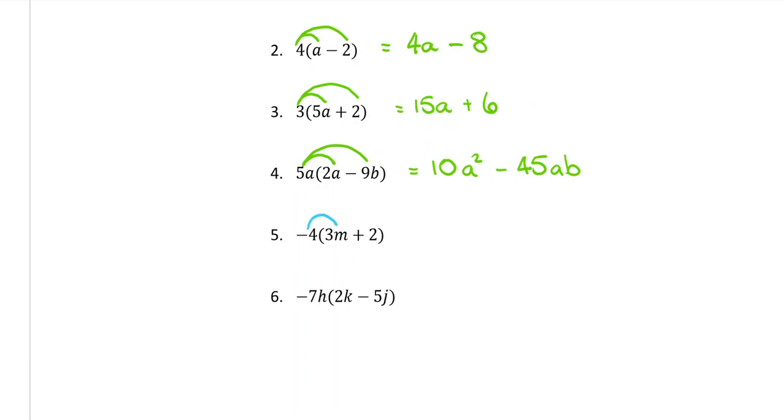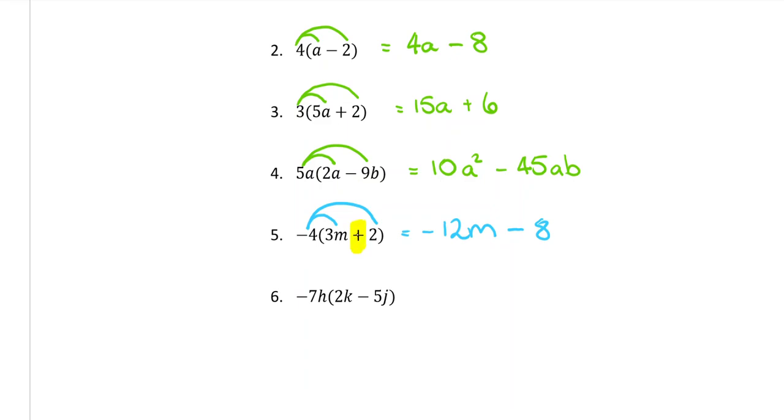Minus 4 times 3m. Minus 4 times 3 is a negative 12m. Minus 4 times a plus 2. Because one of the numbers is negative, that means the result is going to be negative. 4 times 2 is 8. So this is what I mean.